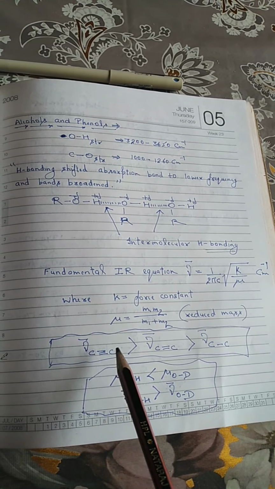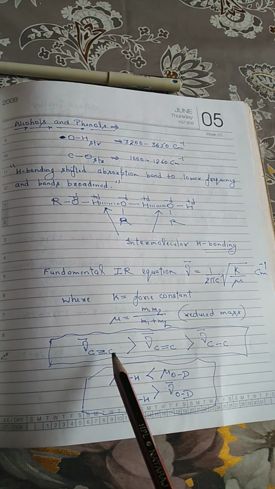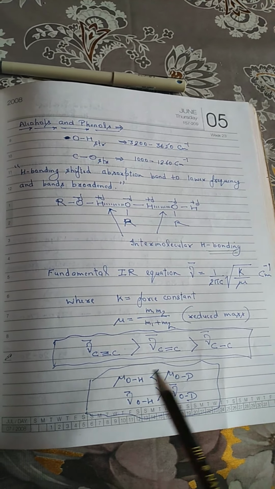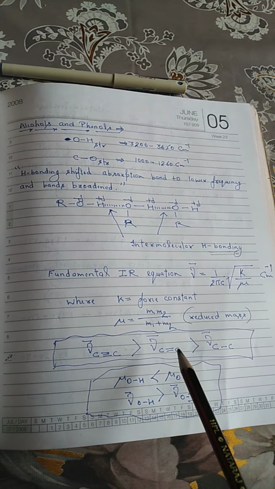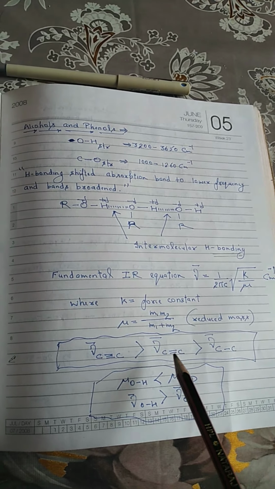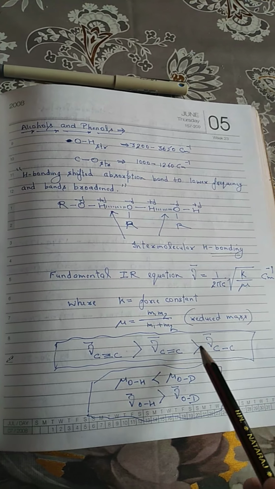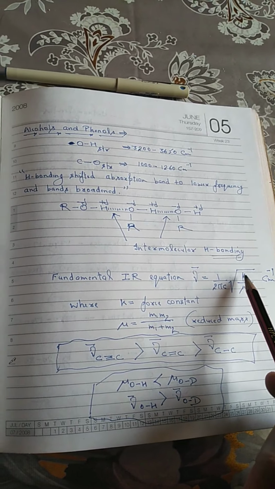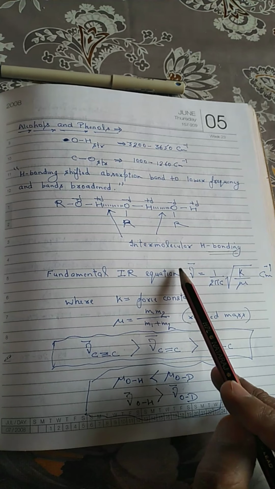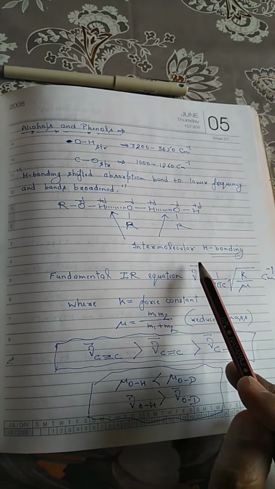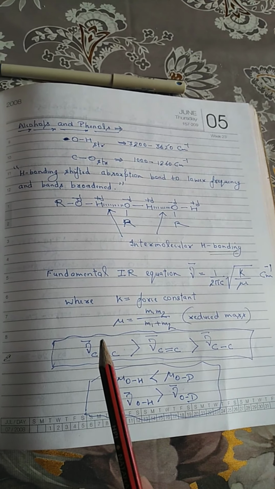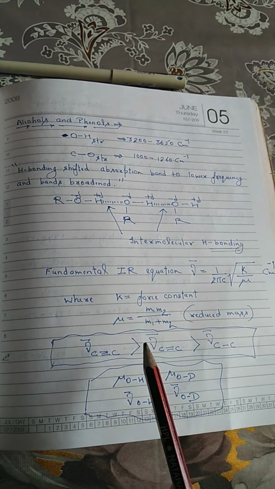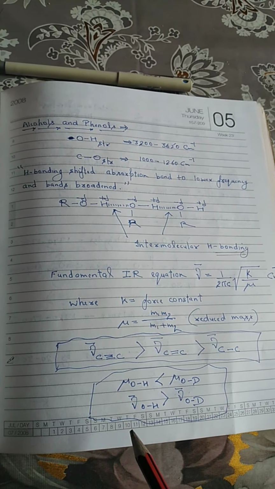Here we can see the bond is a carbon-carbon triple bond, carbon-carbon double bond, or carbon-carbon single bond. Since the force constant of a triple bond is more than that of a double bond, which is greater than that of a carbon-carbon single bond, and from this equation we know force constant is directly proportional to frequency or wave number. Hence, the frequency of a carbon-carbon triple bond is greater than a carbon-carbon double bond, which in turn is greater than a carbon-carbon single bond.